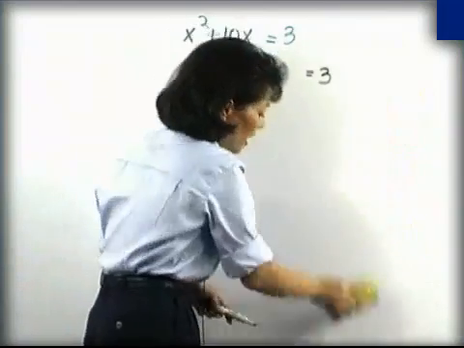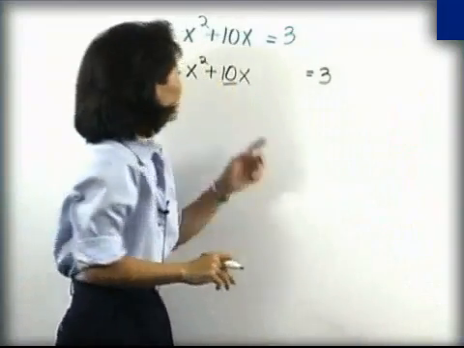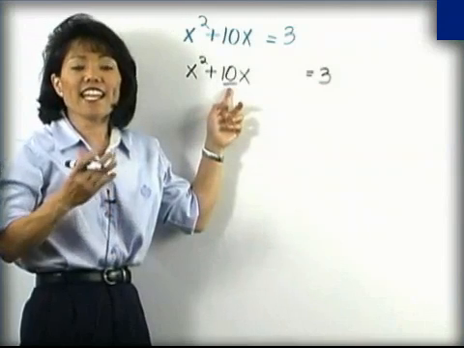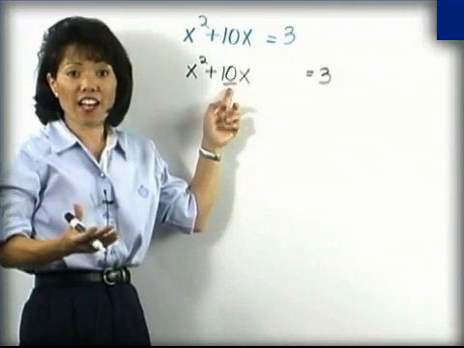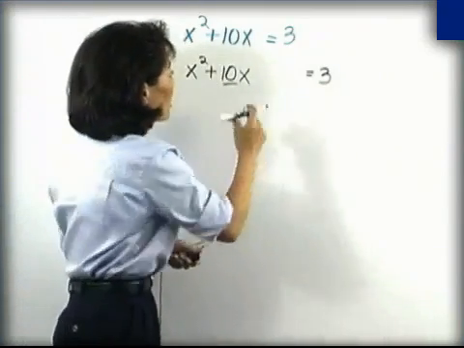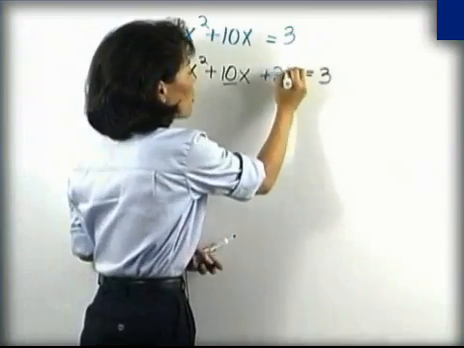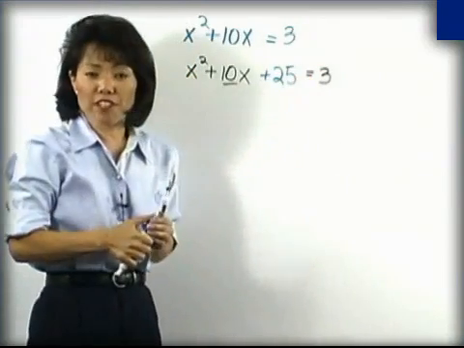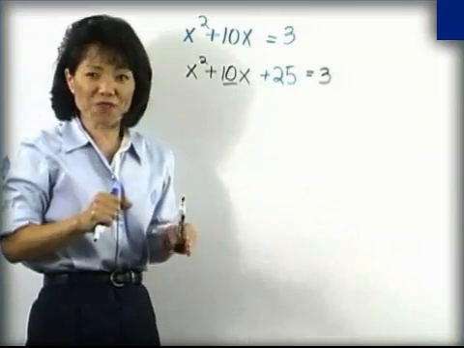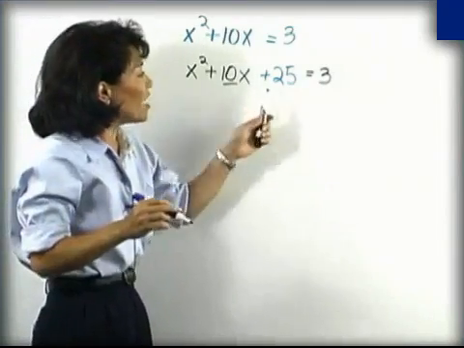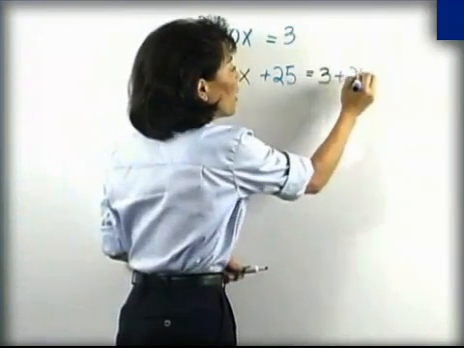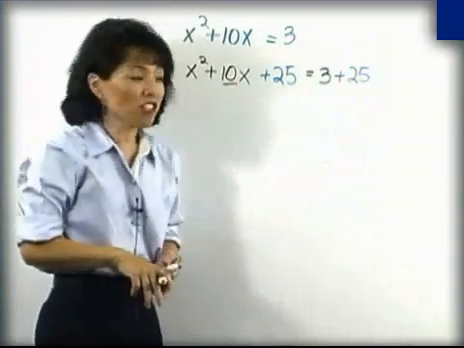All we have to do here is identify the coefficient of the linear term. In this case, that's 10. Take half of it, 5. Square it, 25. That means we're going to add 25 here because that's going to create my perfect square binomial. Now, since this is an equation, we all know that if I add 25 to the left-hand side, I must add 25 to the right-hand side of my equation.